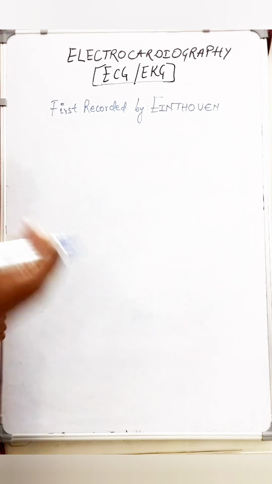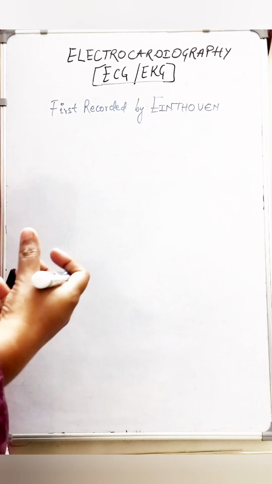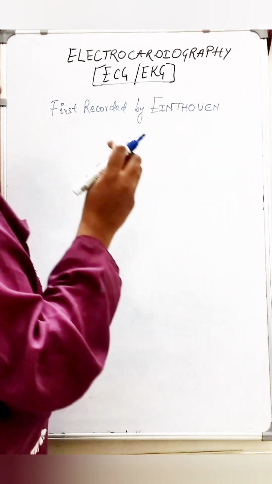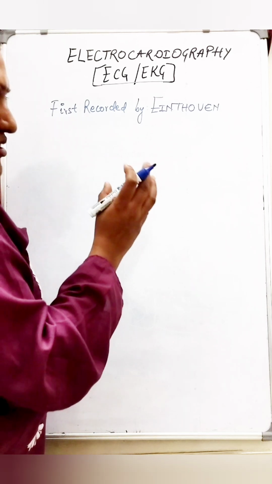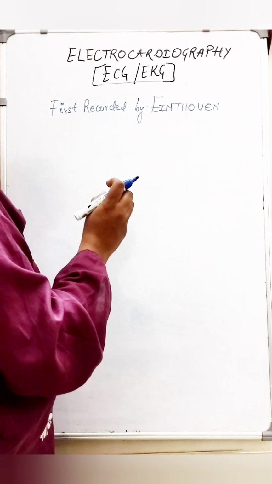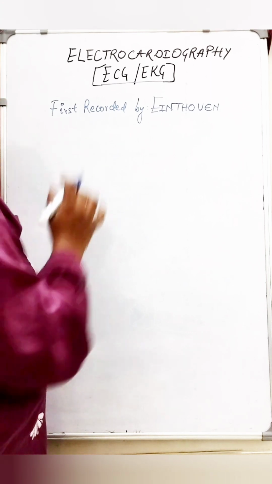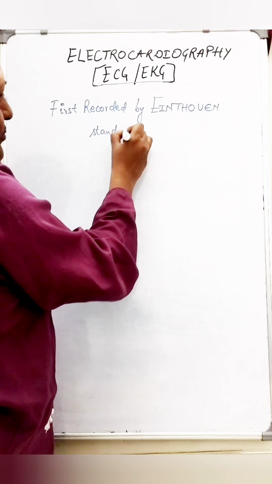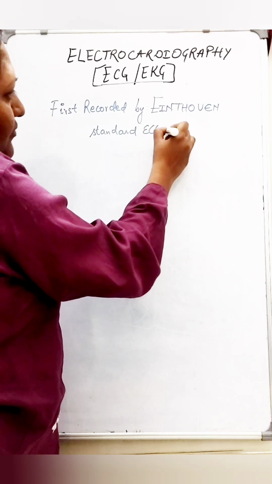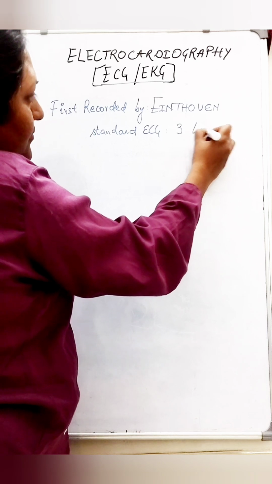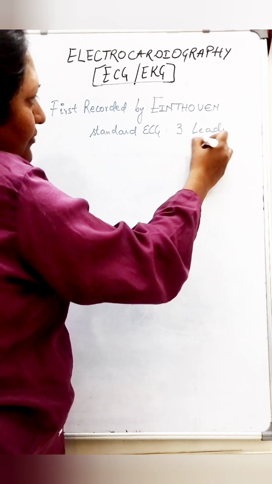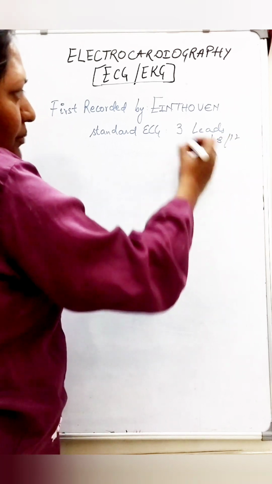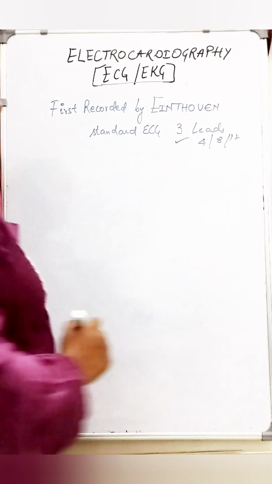Now what exactly happens in ECG is that there are 3 electrodes, or you can say electrical leads, which are connected to the human body. So generally a standard ECG machine will be having 3 leads. No doubt there will be like 4, 6, or you can say 8 or 12. But the most common is 3 leads.